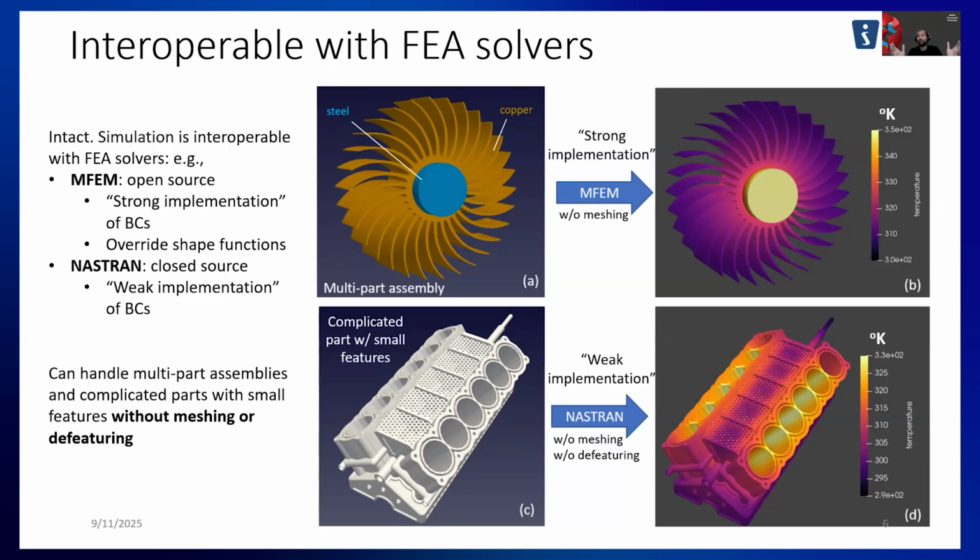And Nastran is written in Fortran. I don't understand Fortran. Never learned it. I don't want to mess with Fortran. So in some cases, you don't want to mess with the source code, right? So in those cases, the weak implementation can come in very handy.